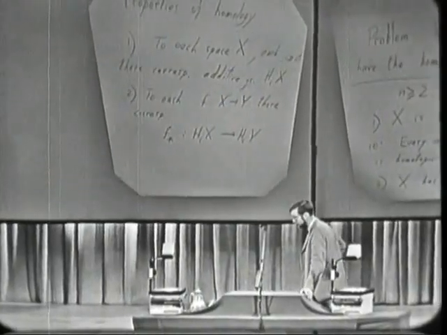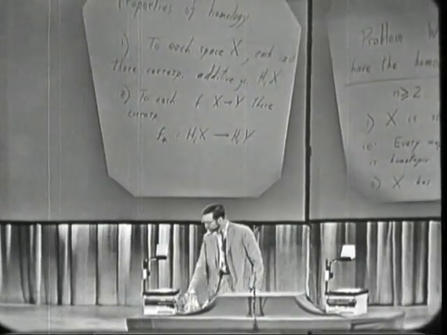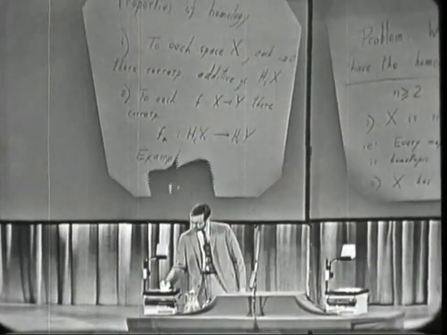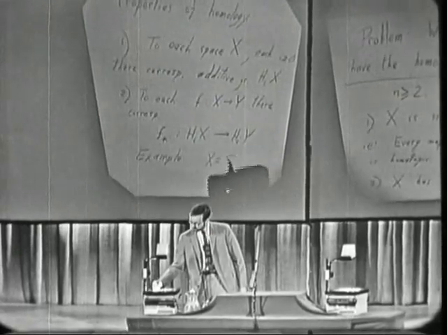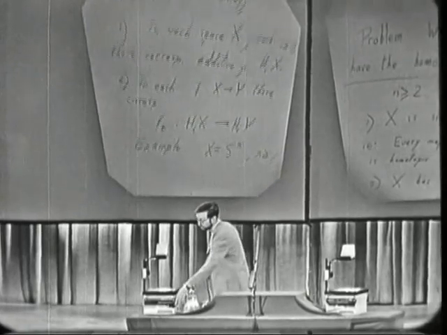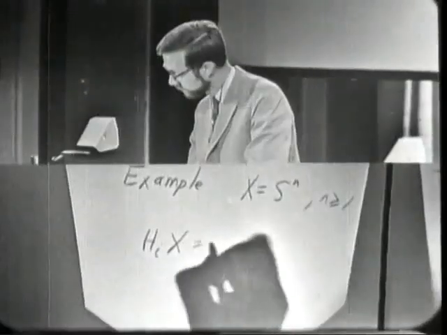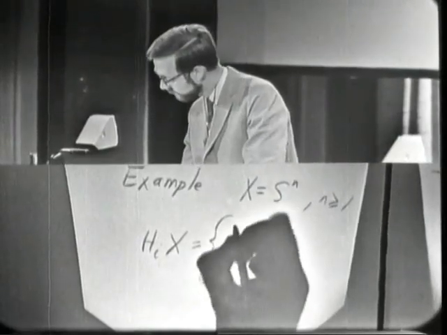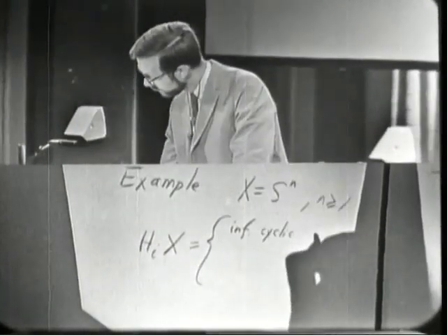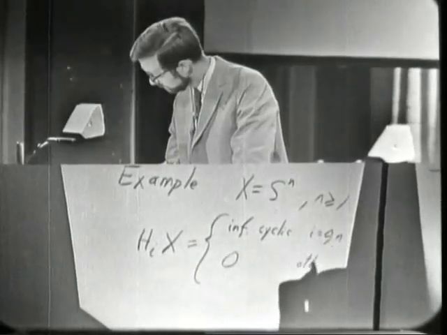And there are many other properties which I can't go into, but I can simply describe what the homology of a sphere S^n is. So if I take X equal to S^n, and here I'd better assume that n is at least 1, then we have the following description. H_i of X, the homology group, is infinite cyclic for i equals 0 and n, and it's 0 otherwise.